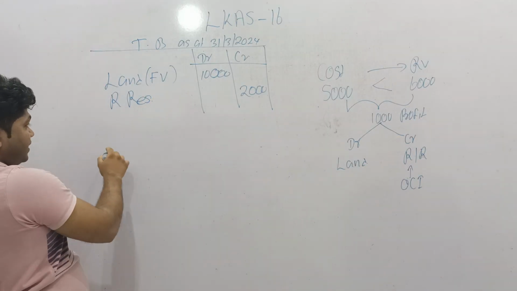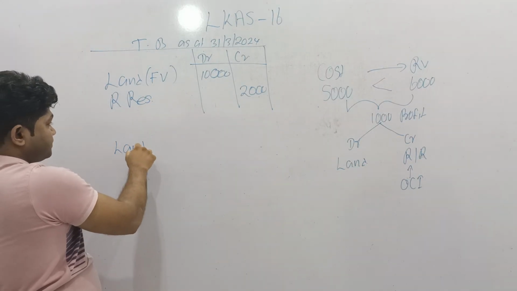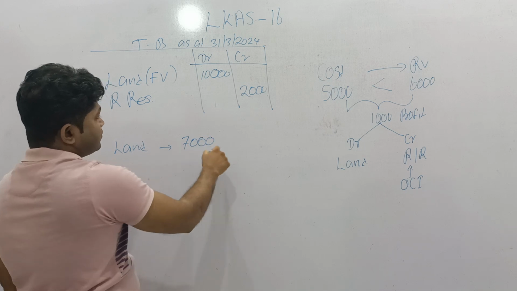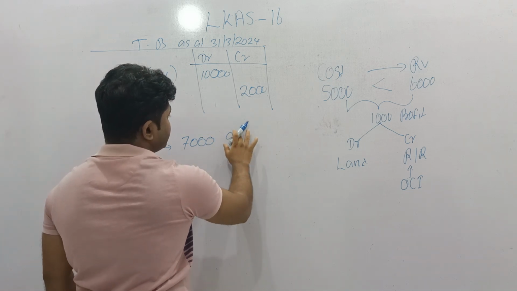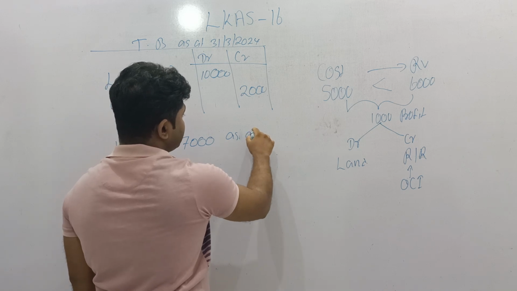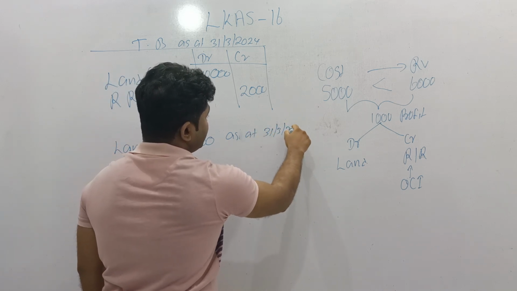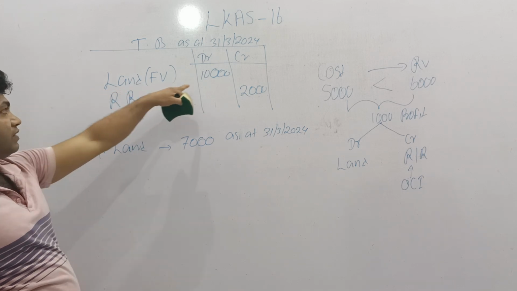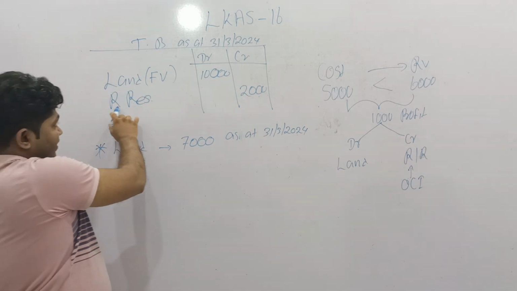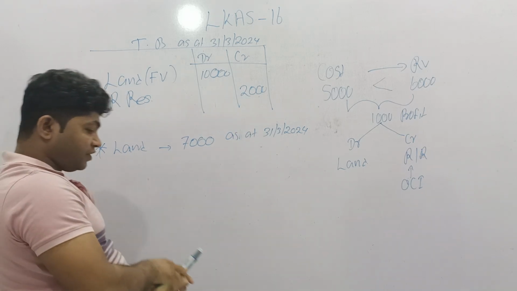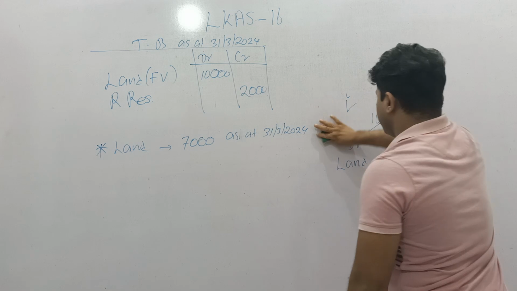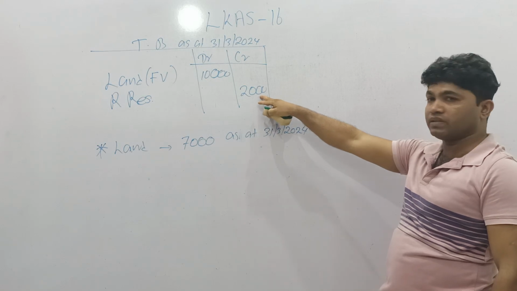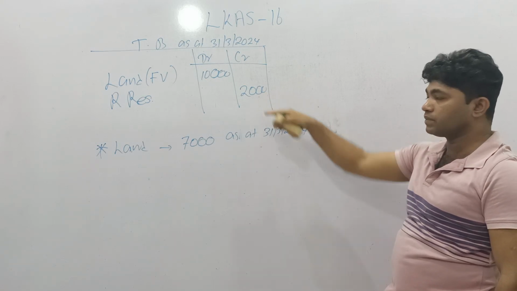Right, now think of the end of the accounting period, the revaluation amount, land revalued, for example 7000, as at 31st March 2024, given as an adjustment. Fair value is given now, and the revaluation reserves account balance is also available. Therefore, if fair value is given, it has been revalued already. This is the second time revaluation. As given, the revaluation reserves account balance is available, 2000. It means there was a previous profit.